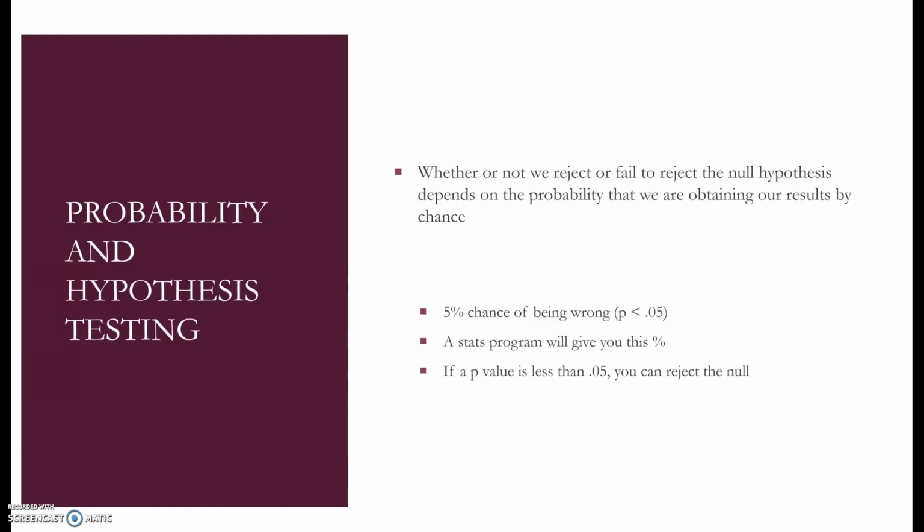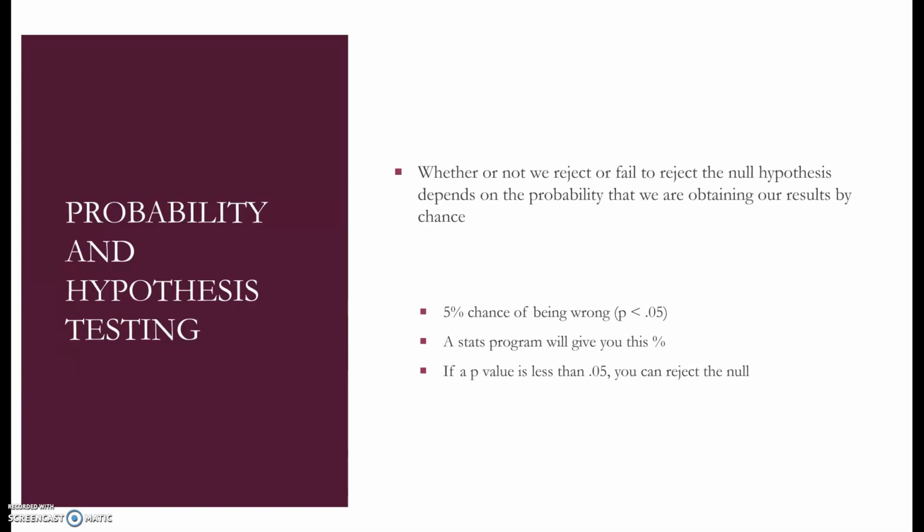A 5% chance of being wrong will be represented by a p-value smaller than 0.05. P just means probability here. That's how we write it. If we write p smaller than 0.05, what we're really saying is we have less than a 5% chance of being wrong. That's actually the comfort zone for most scientists. That's the standard that we all agree on.